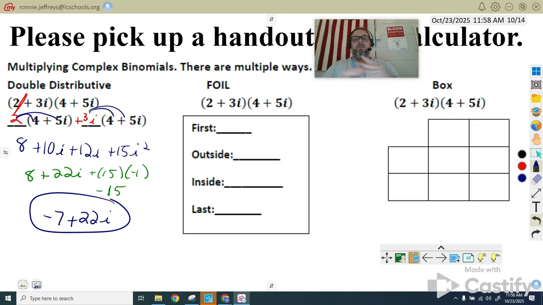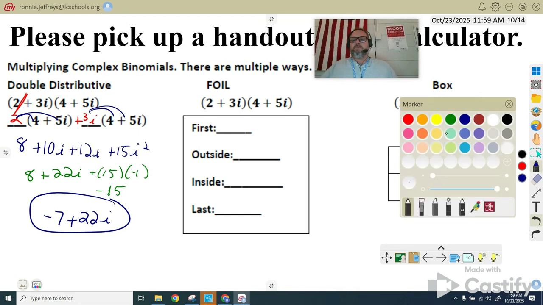That was it. Now we're going to go into FOIL. Now, if you say FOIL around some adults, they will probably start twitching because they have bad memories of this, of not understanding it. So we'll take it piece by piece.